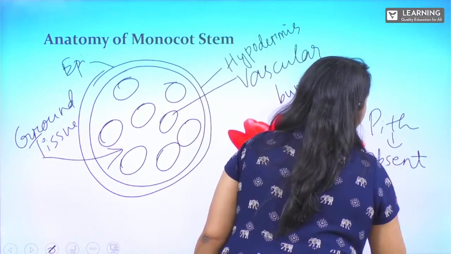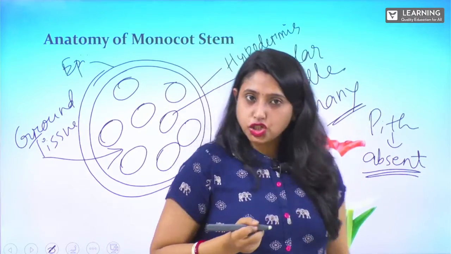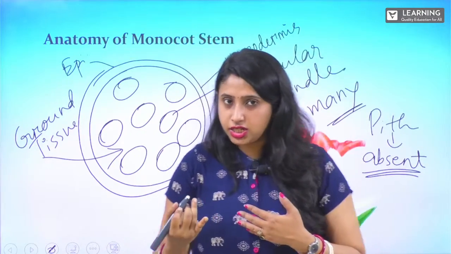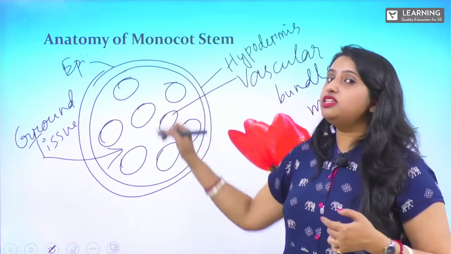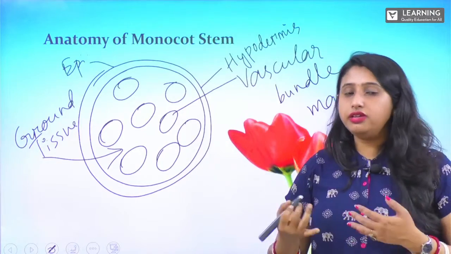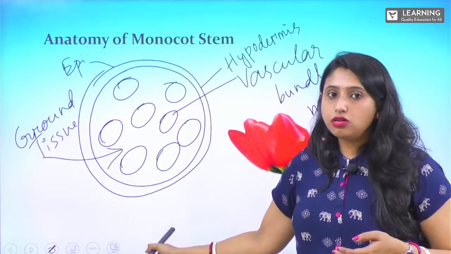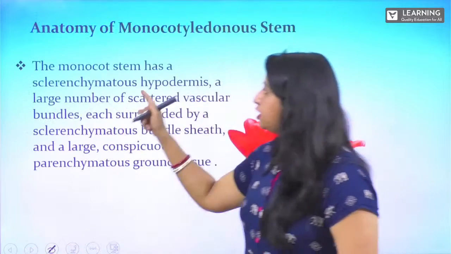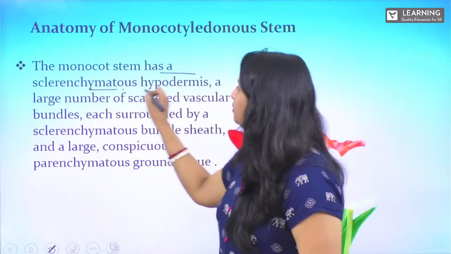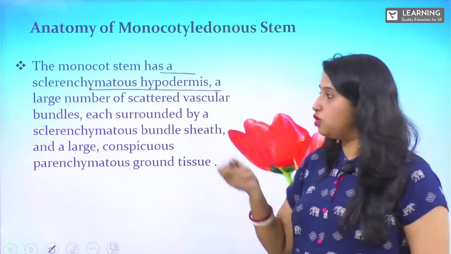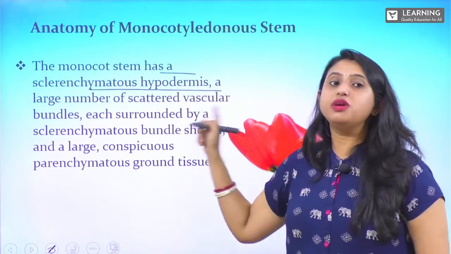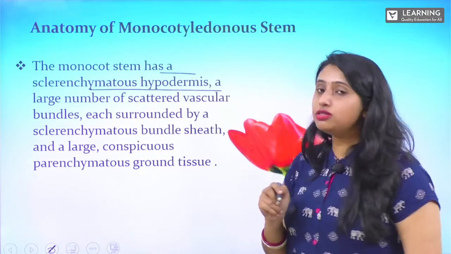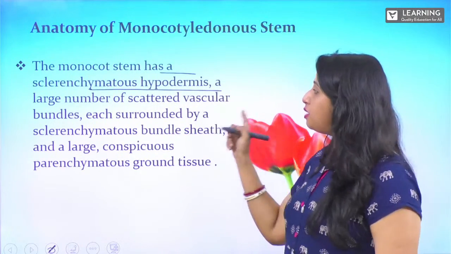Then we cannot find the starch sheath, isn't it? In the dicot stem, we have seen the starch sheath, isn't it? So here we cannot see the medullary rays also. Medullary rays also absent. Pith also absent. That is the monocot stem. So see, the monocot stem has a sclerenchymatous hypodermis. In them, the hypodermis is made up of your sclerenchymatous cells, whereas in case of your dicot stem, they are made up of your parenchymatous cells.